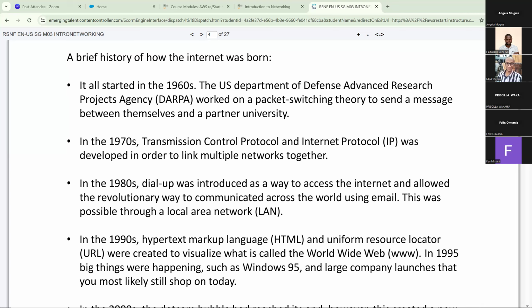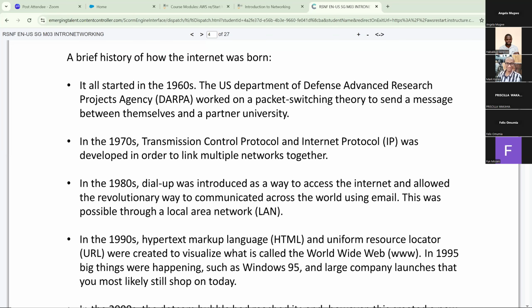And then come the 1990s, that is when we started having the likes of HTML, that is hypertext markup language, and URL, the Uniform Resource Locator, created to visualize what is called the World Wide Web. So to visualize, to make them visible to maybe output devices, things like screens.